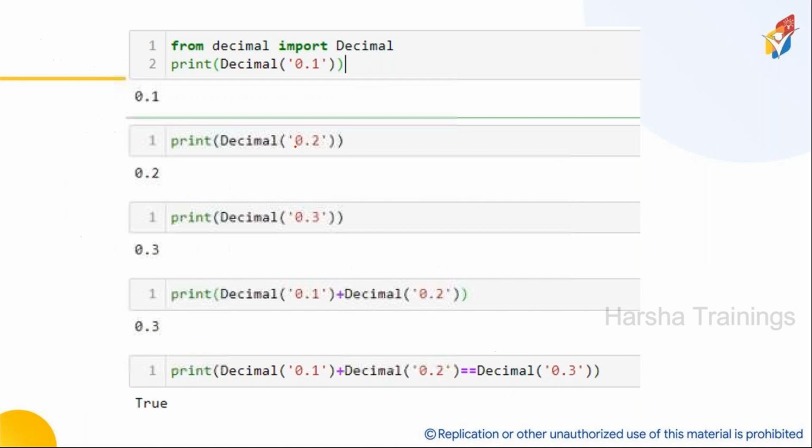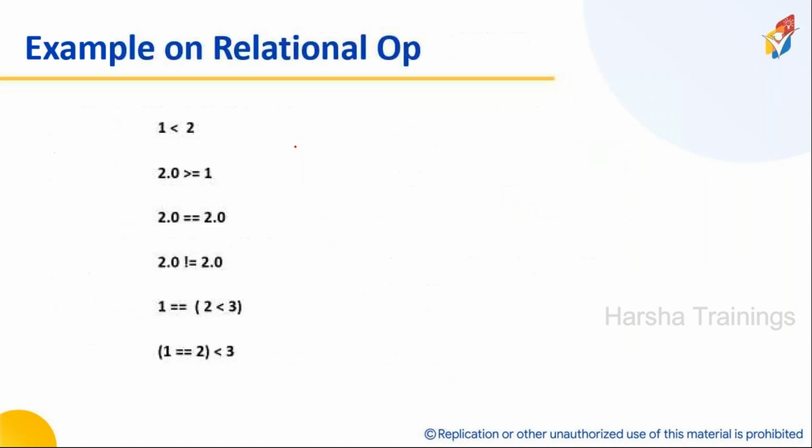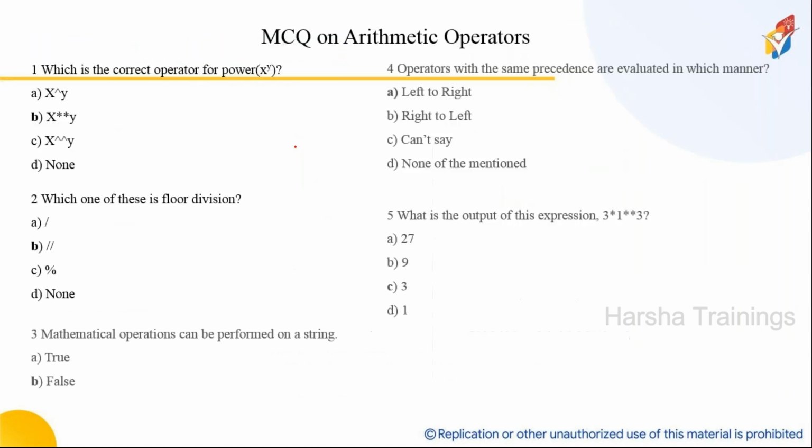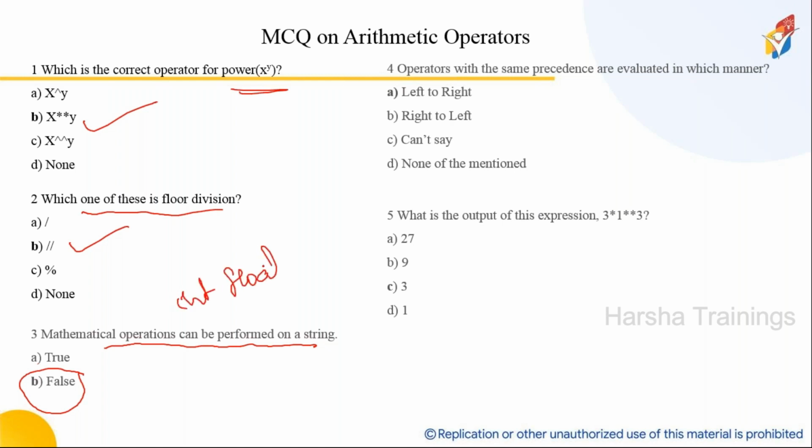Precedence. Just a minute. Can you please solve these questions? Which of the operators is x to the power? Everyone knows it, it is a childish one. Which one is floor division? Double slash, we have just solved it. Can mathematical operations be performed on strings? By default, no. Mathematical operations can be performed only on integers and floats. Operators with the same precedence are evaluated from left to right. We have just done it.